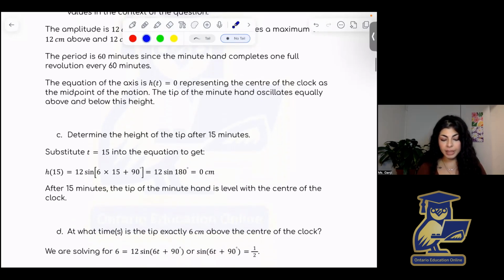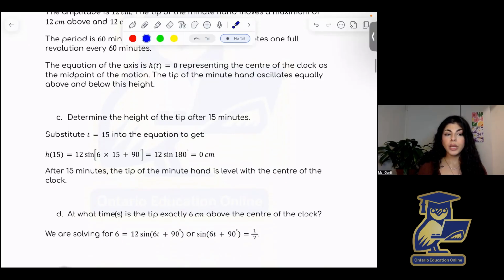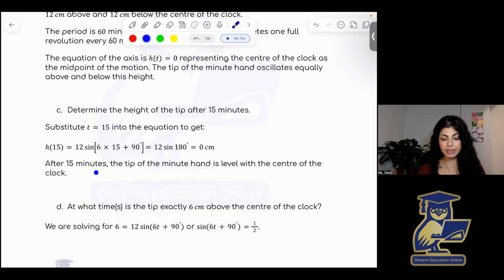Now we're asked to determine the height of the tip after 15 minutes. So this is just when t is equal to 15. We substitute this value into our equation. So h of 15 is 12 times sine of 6 times 15 plus 90 degrees. This is equal to 12 sine of 180 degrees, which is equal to 0 centimeters, which means after 15 minutes, the tip of the minute hand is level with the center of the clock.